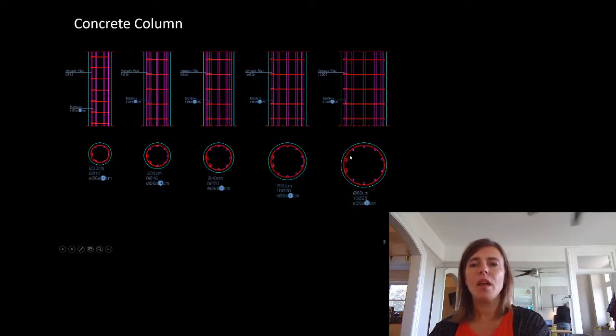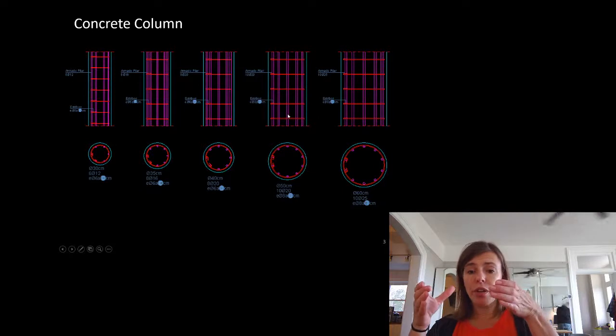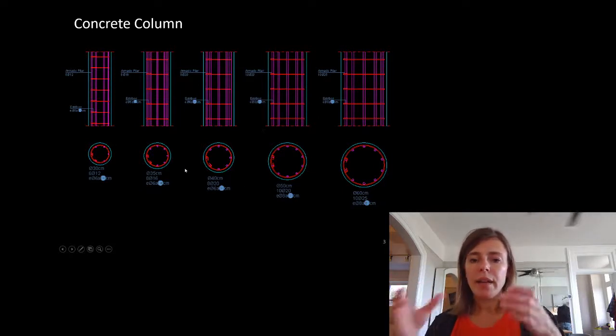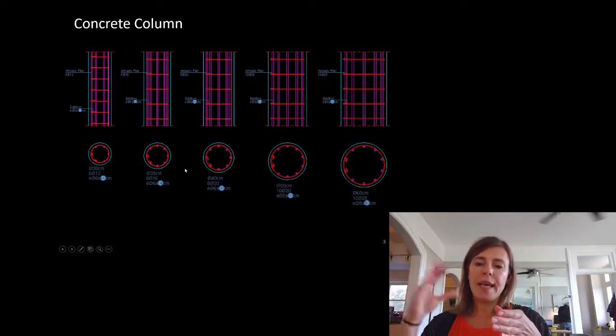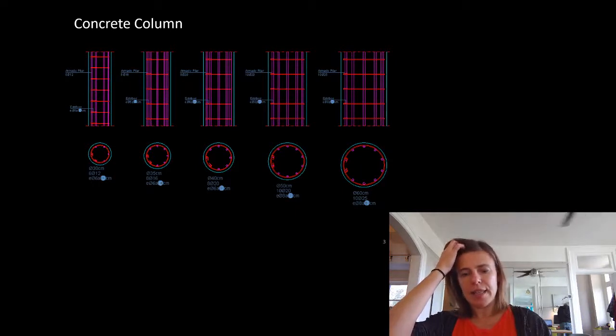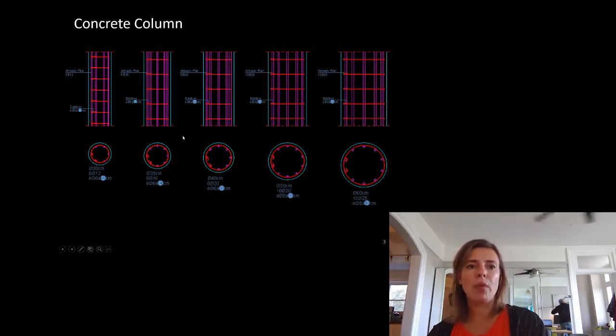We can do circular columns as well. We can get round formwork, and we can cast this concrete in the round form.